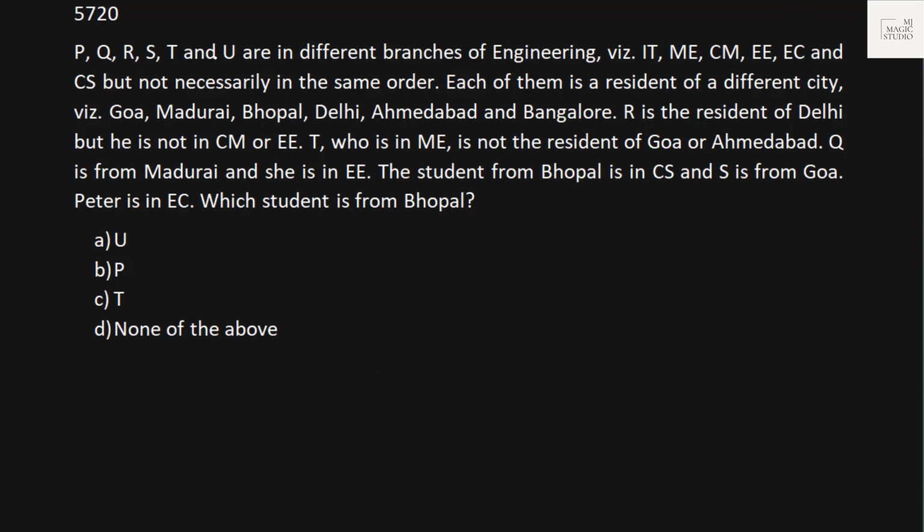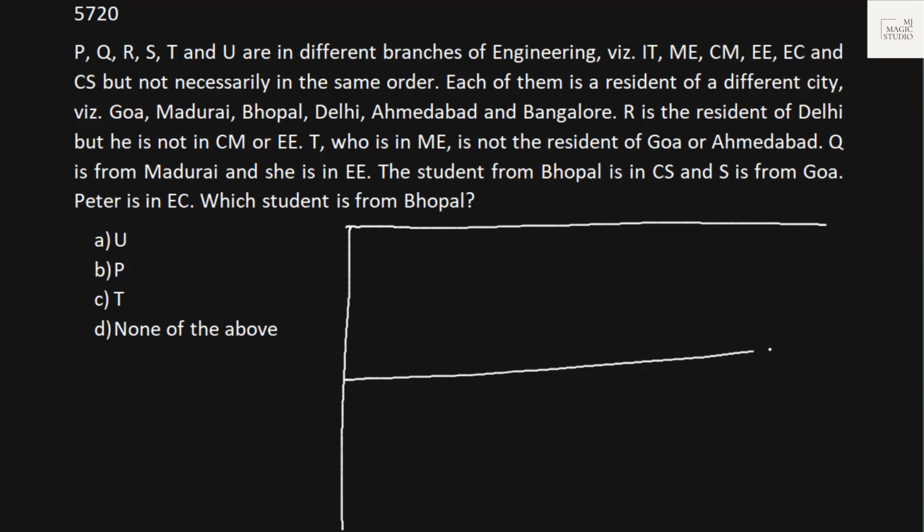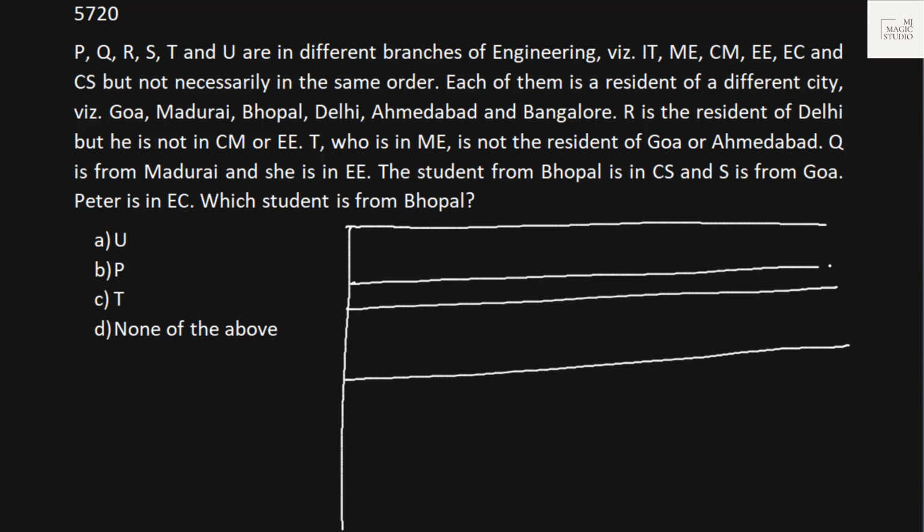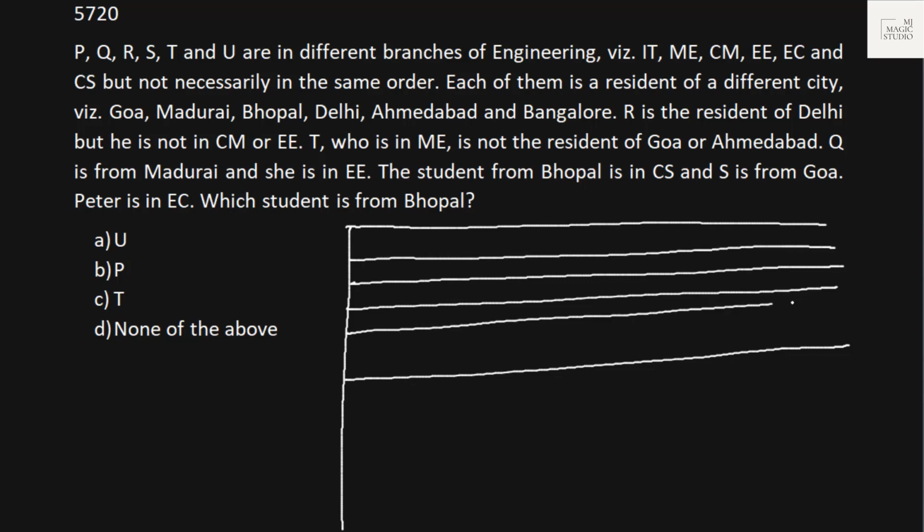P Q R S T U, 6 people we have. Okay. P Q R S T U. 6 different branches.